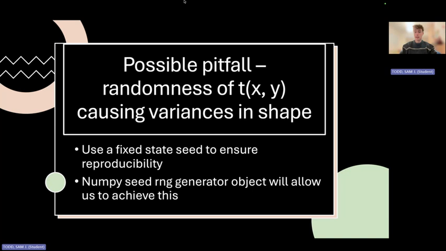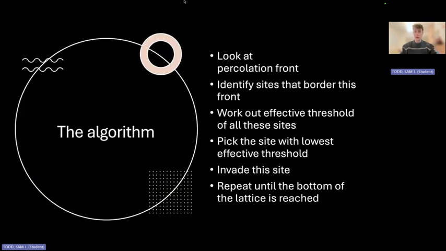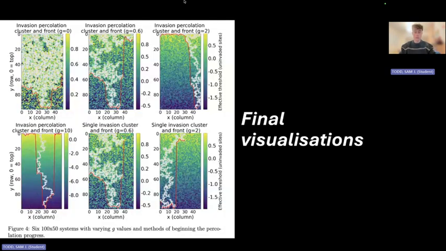So I used a fixed seed to make sure it was reproducible, and I could then run many different methods of percolation over the exact same background. That's how I used a generator object to achieve this. The algorithm I used was to look at the percolation front, that's all sites that have been invaded, identify all the sites that border the invaded sites, then work out the effective threshold and pick the site with the lowest effective threshold to invade. And this creates these results.